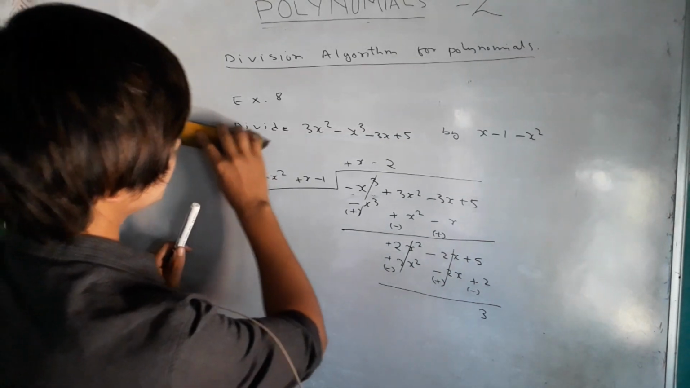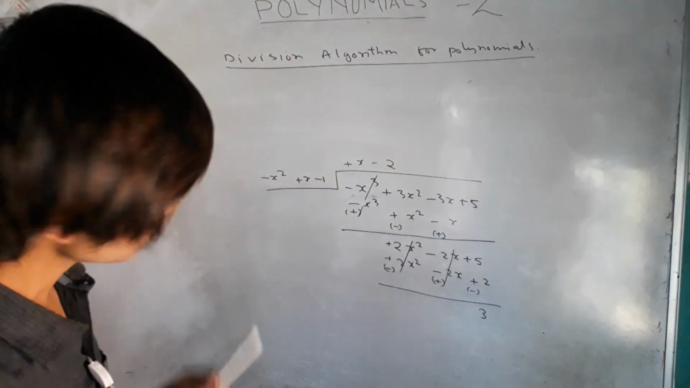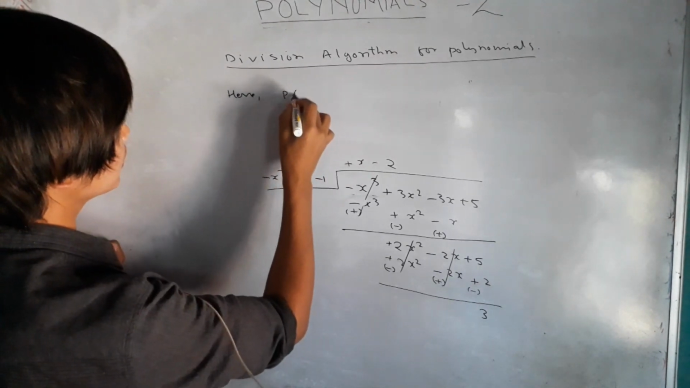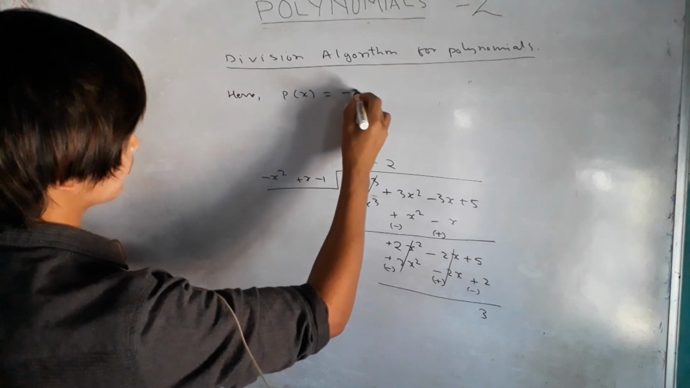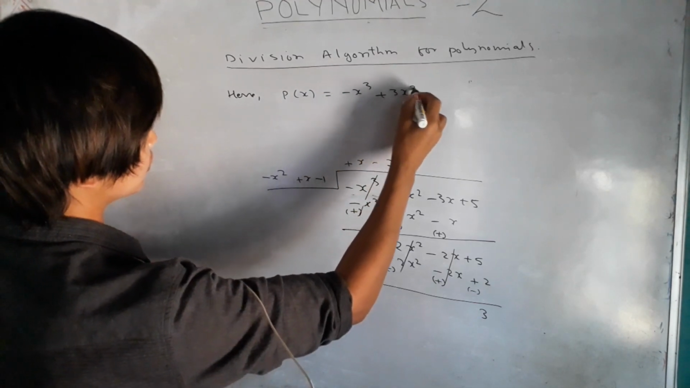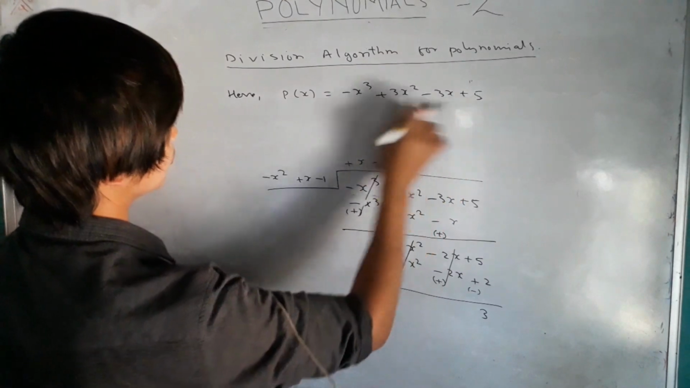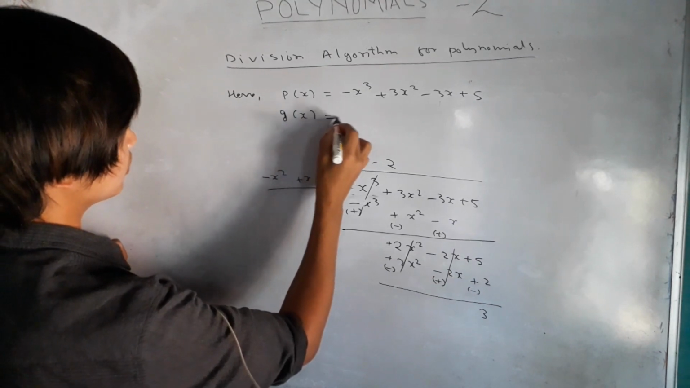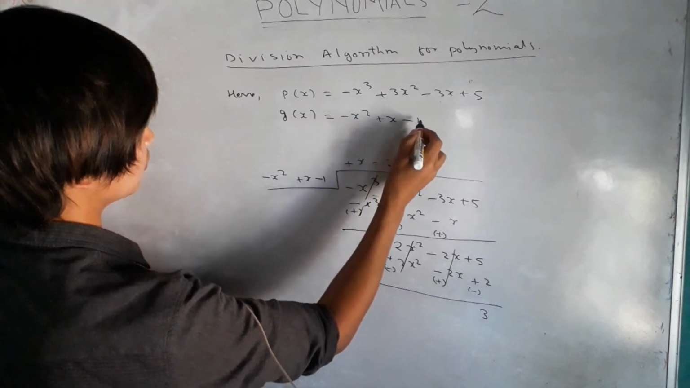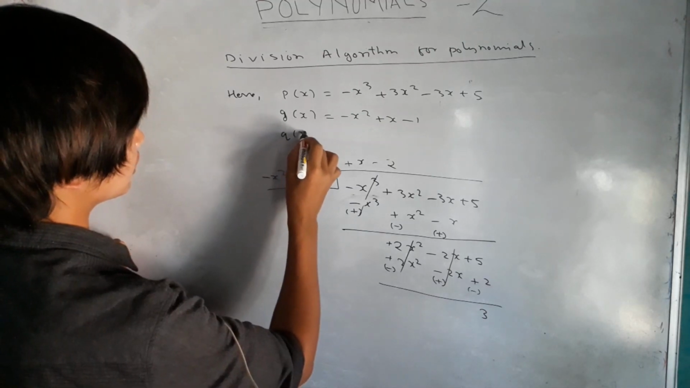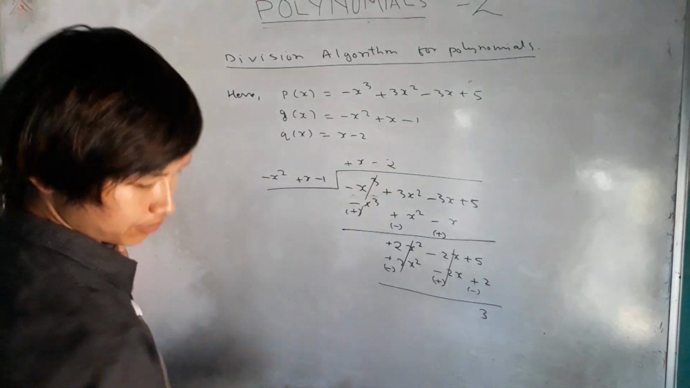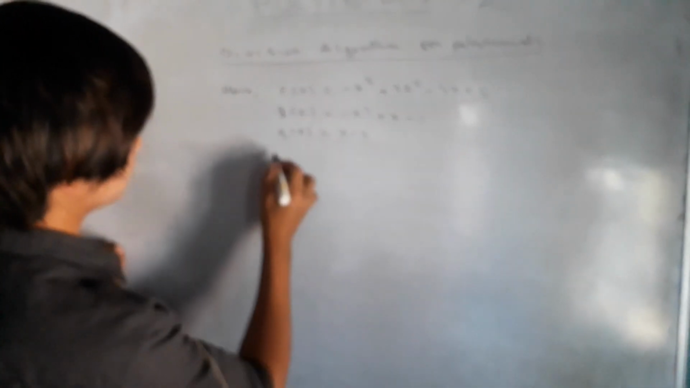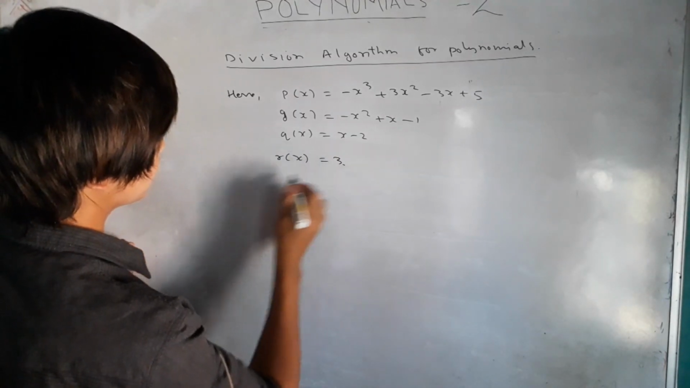So we need to verify the division algorithm also. What we have found here: p(x) was minus x cube plus 3x square minus 3x plus 5. This was our p(x), the dividend. The divisor was g(x). g(x) was minus x square plus x minus 1. And what was our q(x)? q(x) was x minus 2. And r(x), the remainder, was 3.